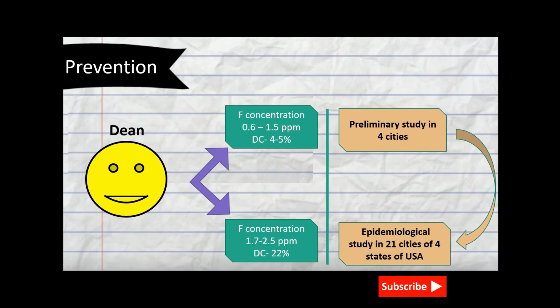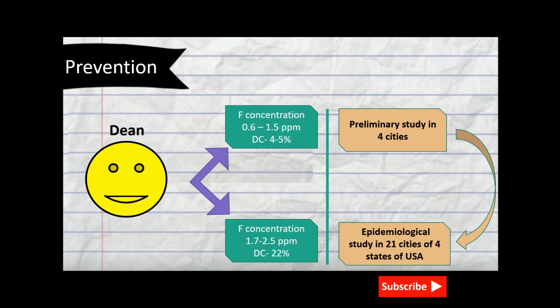In his study, he observed that children taking domestic water containing fluoride concentration of 0.6 to 1.5 ppm had only 4 to 5% dental caries, and on the other hand, children with 1.7 to 2.5 ppm had 22% dental caries. Now, the next step was to confirm this hypothesis. A survey was performed that was published in 1939.